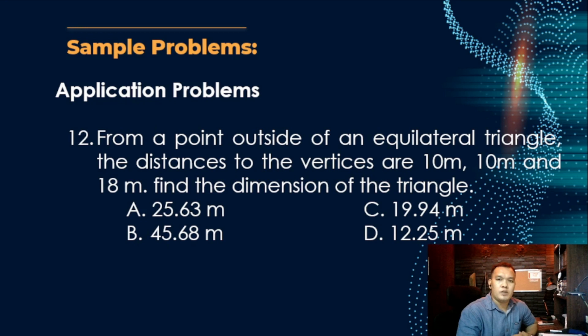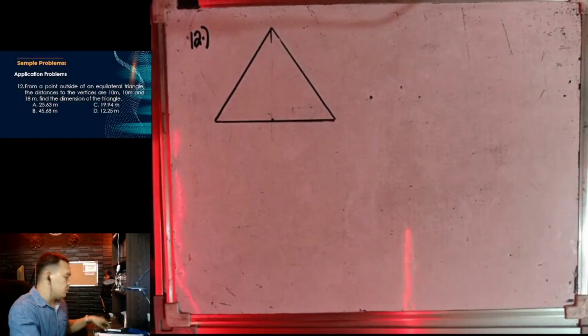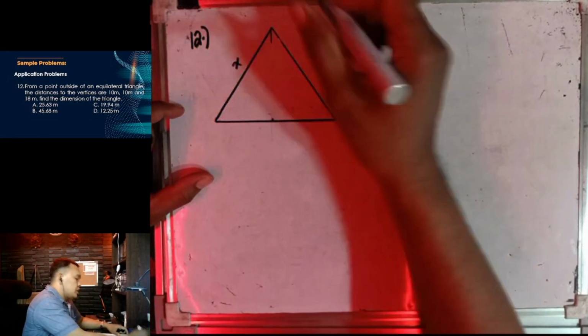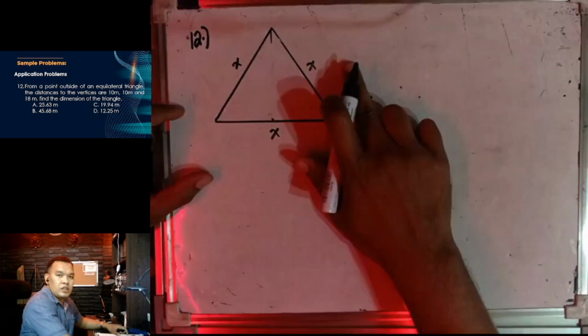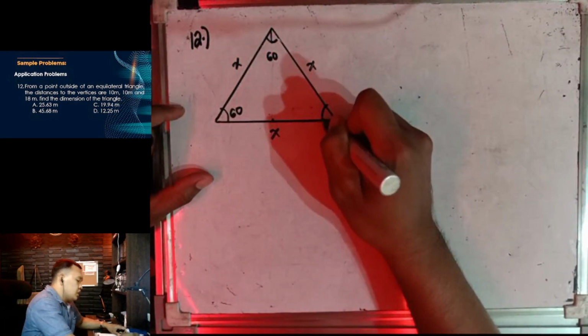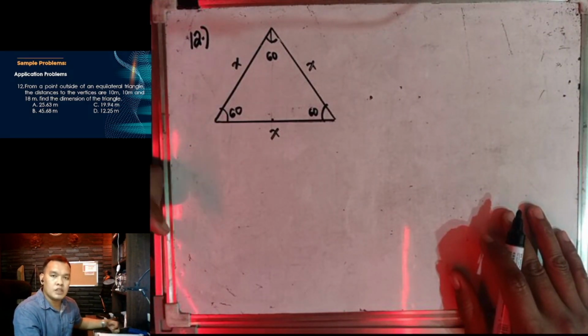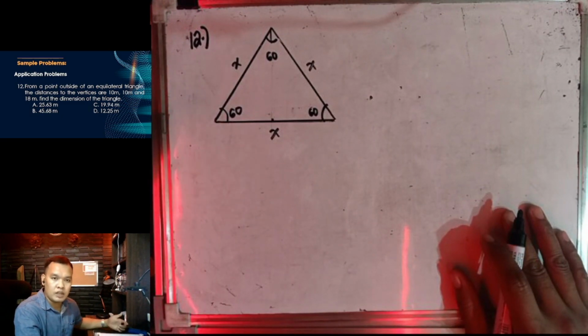Okay, so problem number 12 tayo. From a point outside of an equilateral triangle, the distances to the vertices are 10 meters, 10 meters, and 18 meters. Find the dimension of the triangle. Okay, so we have here an equilateral triangle. So, ibig sabihin, yung side niyan ay pareho dito sa side na to at ito, no? Then, the angle is also the same. So, 60 degrees to, 60 degrees din to, and 60 degrees din to. Then, sabi sa problem, may point daw outside the triangle na kung saan yung dalawang vertices ay distance 10 meters and 10 meters. And yung another vertex ay may distance na 18 meters.